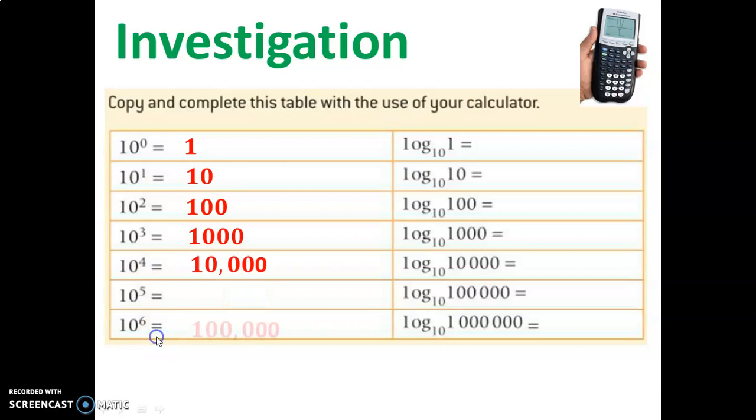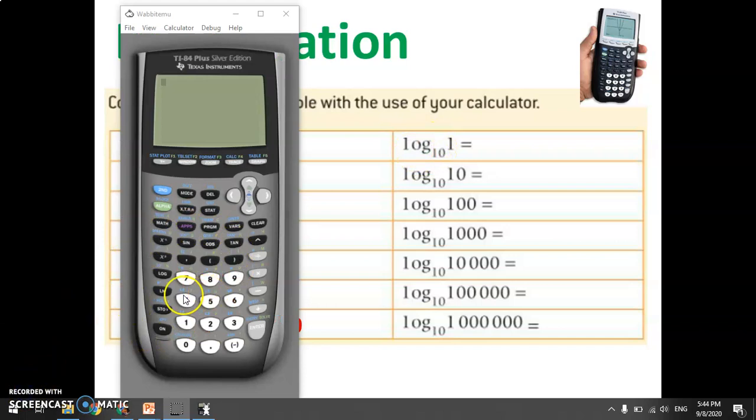Okay, continuing on with that pattern, 10 to the 6th ends up being 1 million. 10 times itself 6 times. Okay, now let's jump to this side. And if you're familiar with logs, you might already know what these values are. But let's pretend for a moment we haven't seen logs, and let's grab our calculator. And on the calculator, you will find a log button. Let's find that button. My calculator ready to go. Here's the log button right here.